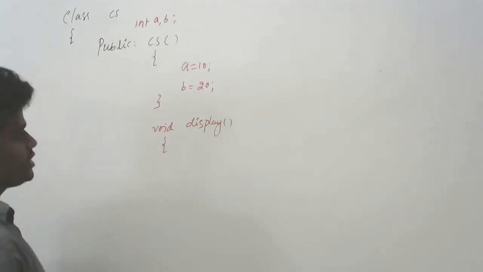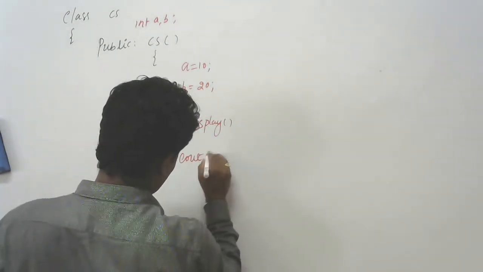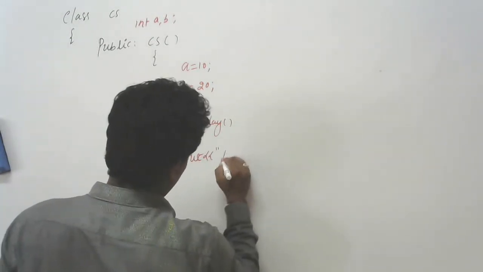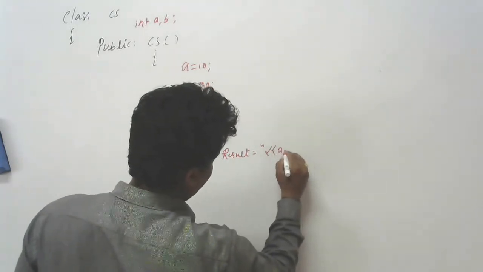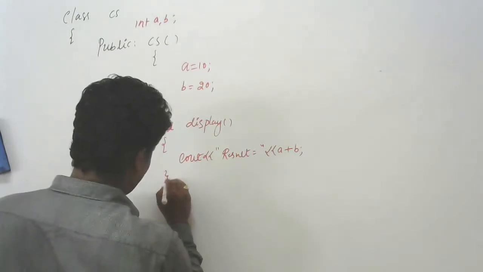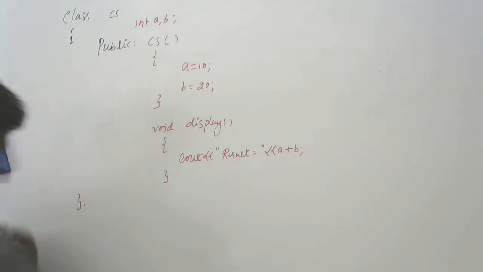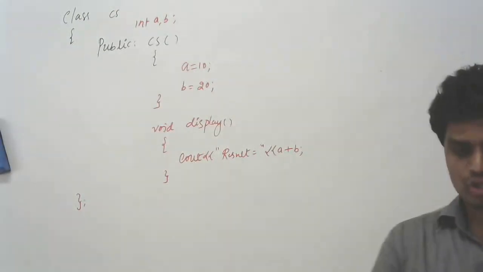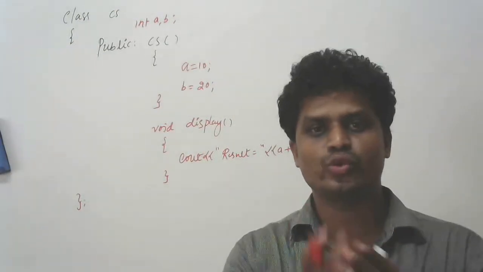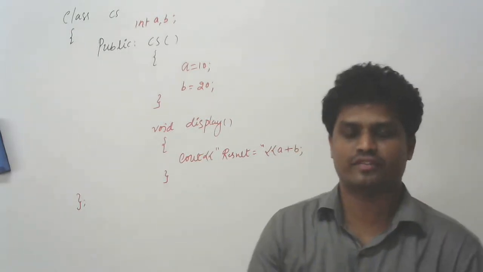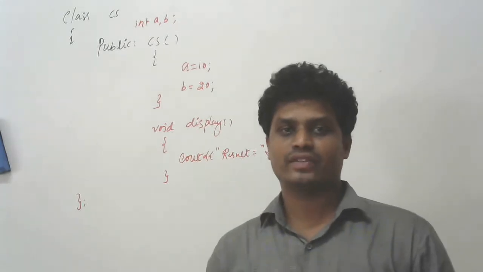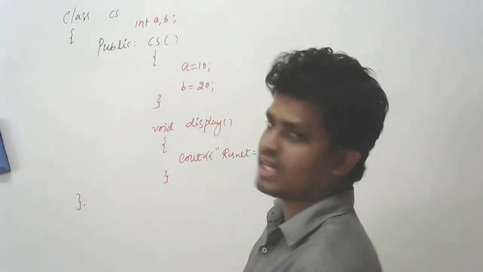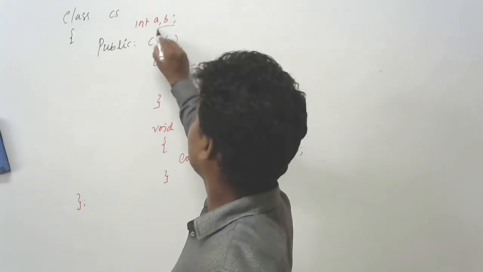Open the flower bracket. Here I will write cout result a plus b. Close this, close the class. Now we'll see the first part of what I have told. Constructor is used to initialize an object of the class. There itself I have mentioned object means data member of the class. A, B are the two data members that I have defined here, right?